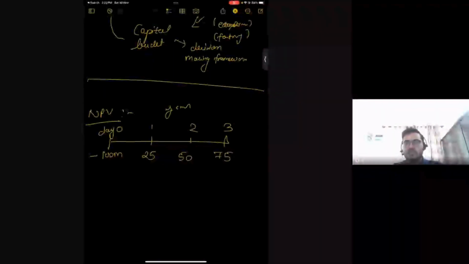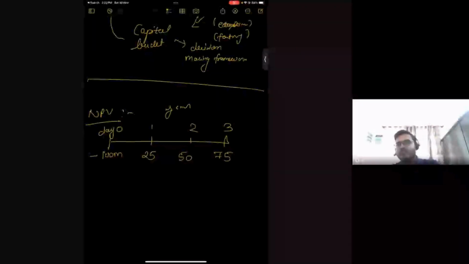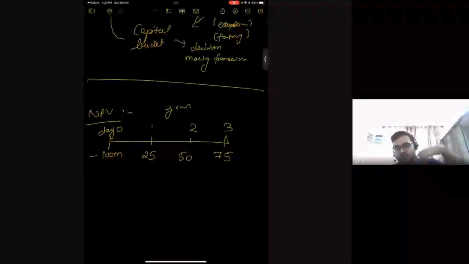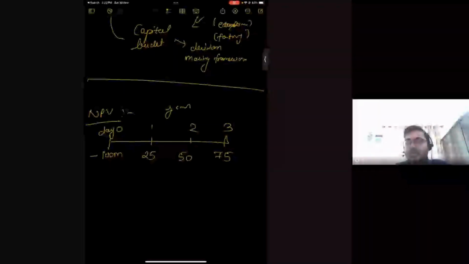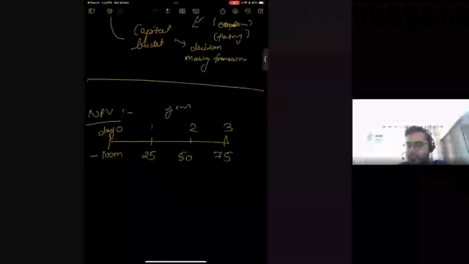Let's just say this is the way in which your cash flows are staggered. You invest 100 million today, you get 25 after a year, 50 after a couple of years, and 75 after 3 years, right? If this is the way that your project is structured, after that you have to finally make a decision whether or not you want to go ahead with this project.